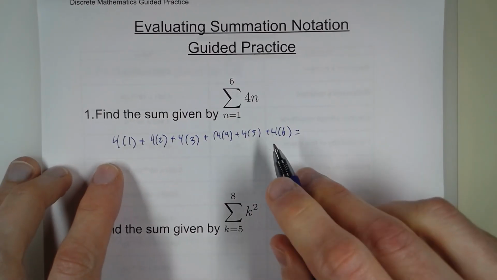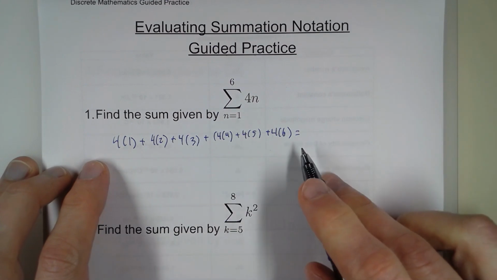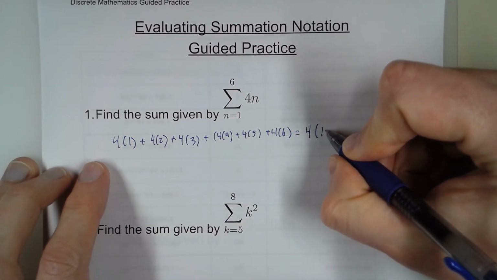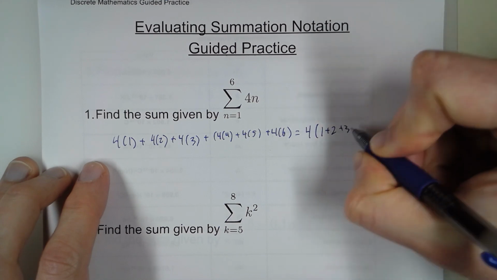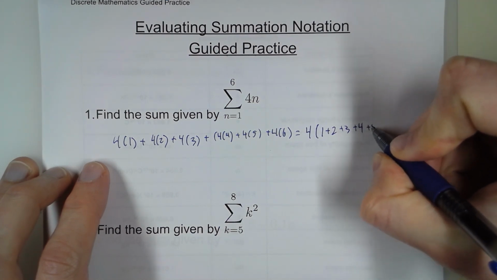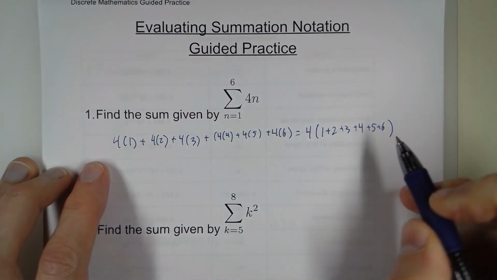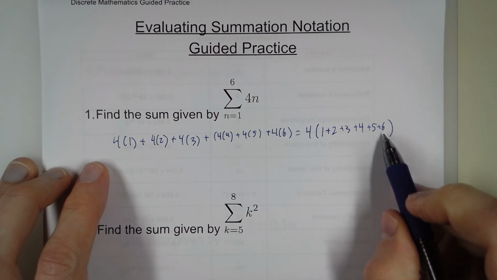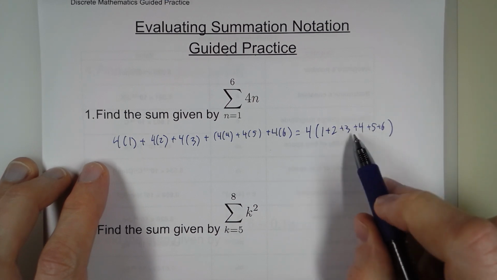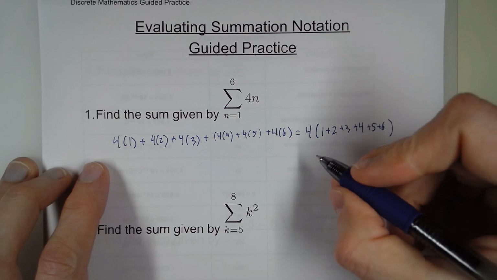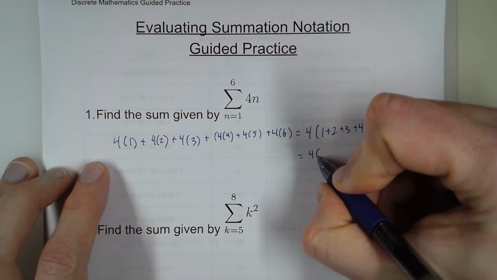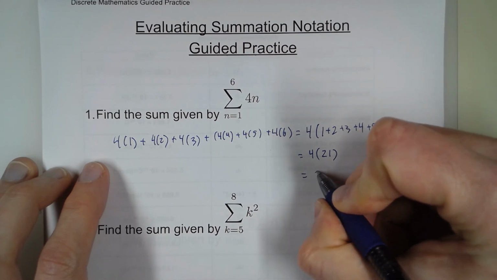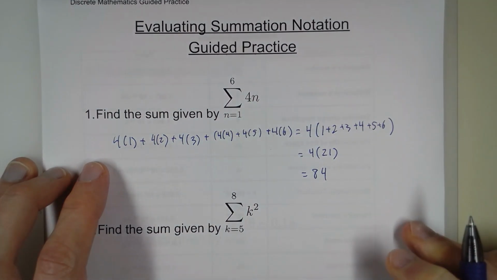Now one thing to make the computation a little easier is there's a 4 in all of these, so I can take that out. If I factor that out, I'm left with 1 plus 2 plus 3 plus 4 plus 5 plus 6. And if I pair up 1 and 6, that gives me 7. If I pair up 2 and 5, that gives me 7. If I pair up 3 and 4, that gives me 7. So this is 4 times 21. So we get a total of 84.